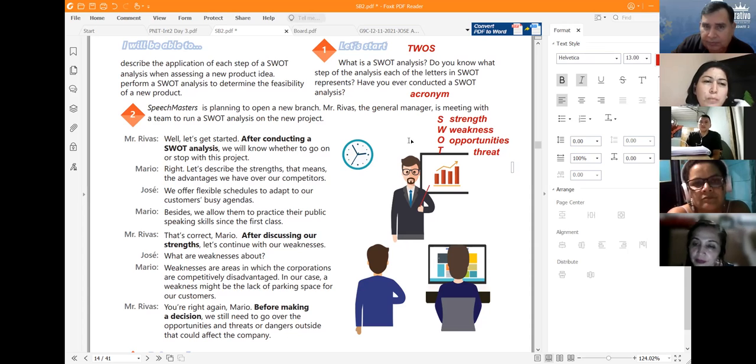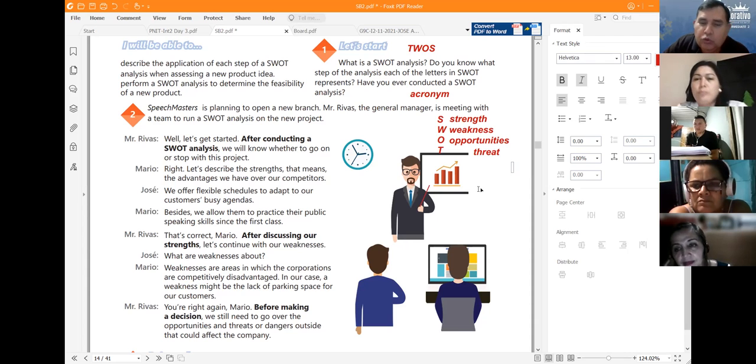Now, do you know that step of the analysis? Each of the letters represents something. We already put it here, I already answered. Now, have you ever conducted a SWOT analysis? I'm going to put it in a different way: do you have experience using SWOT?